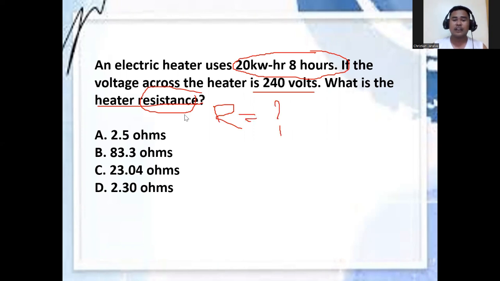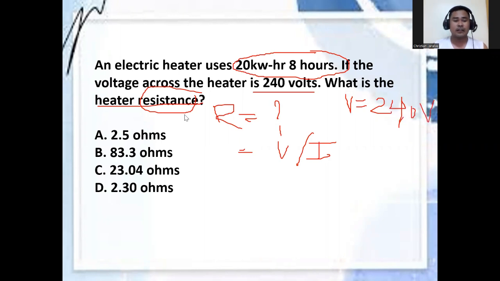Tama. Now, what are we going to do if resistance ang hanapin? Di ba resistance is equal to voltage divided by current? Tama. Since resistance is a result of voltage divided by the current, now what are we going to do with this one? Do we have a voltage? Yes. What is our value voltage natin dito? 240 volts.